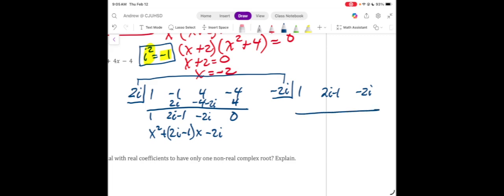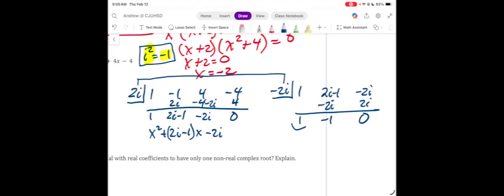Okay, so we drop down the 1. Then we get negative 2i. Oh, look at that. It canceled. 2i minus 2i is no i. It's just negative 1. And then negative 1 times negative 2i is 2i. And there's your 0.